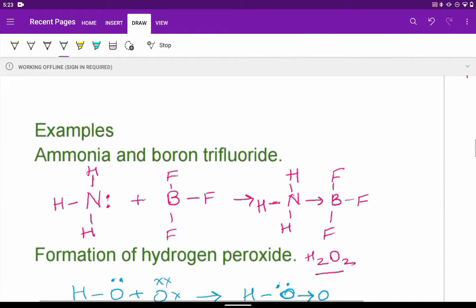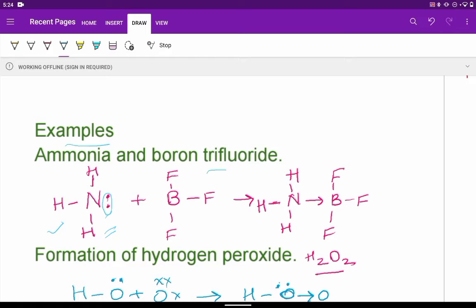We can have a look at some examples. Like you see ammonia NH3, when nitrogen forms 3 single covalent bonds with hydrogen, ammonia is formed. Nitrogen has a lone pair. This lone pair over nitrogen can be donated. So this can be the donor.